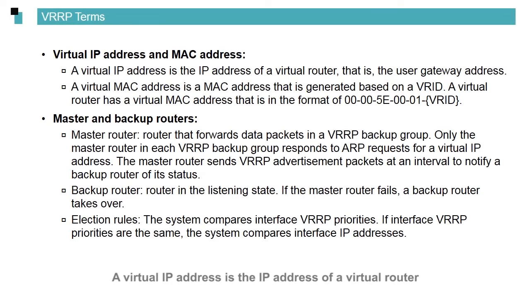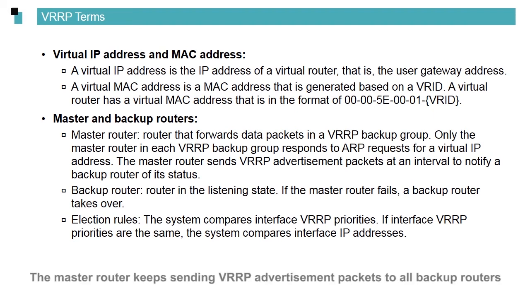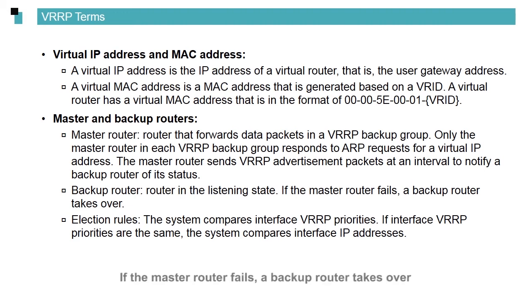A virtual IP address is the IP address of a virtual router. A virtual MAC address consists of fixed bits plus the VRID. The master router forwards data packets in a VRRP backup group, and each group has only one master router. Other routers in the group are backup routers. The master router keeps sending VRRP advertisement packets to all backup routers. If the master router fails, a backup router takes over.